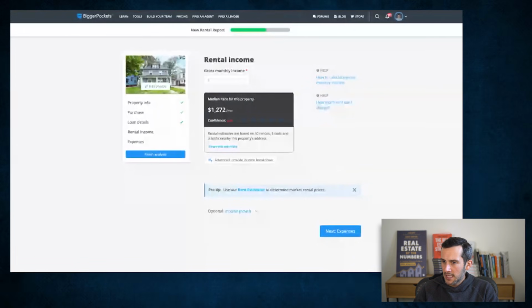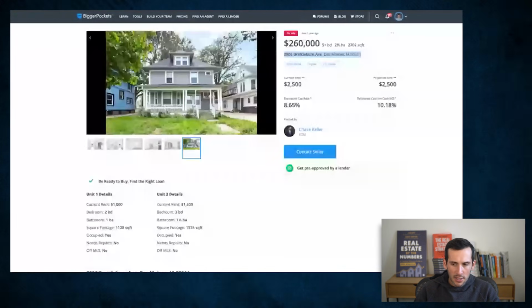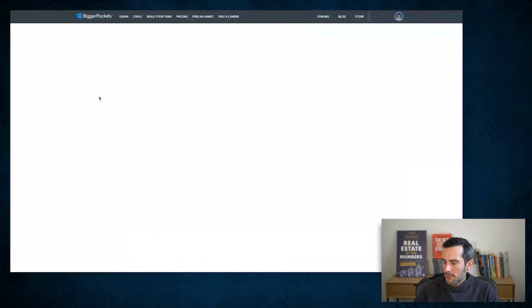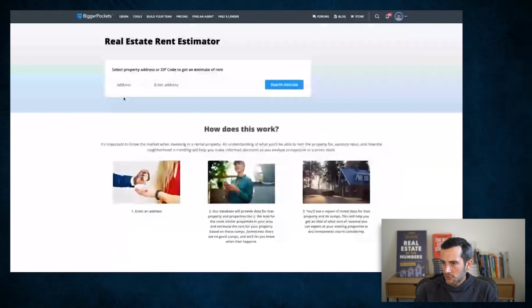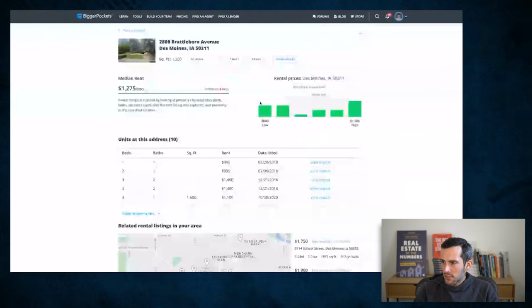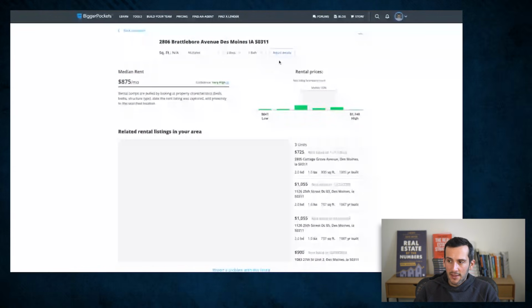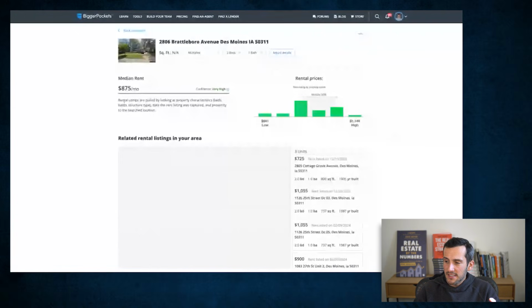If you go to this tools thing and go to rent estimator, you can put in the address of your property. So I'm going to do this and search address. Now, I'm going to adjust this to make sure that my first unit, remember, was 2 bed, 1 bath. So I'm going to hit adjust details and it says 875 and the confidence is very high. One of the things I really like about this tool is it tells you if there are good comps. If there's not a good thing to compare it to, it will say low confidence.